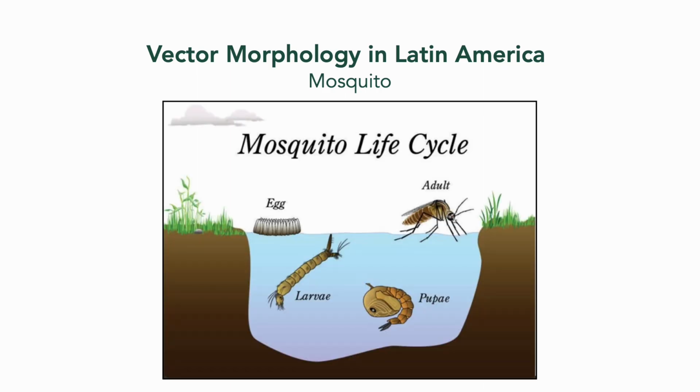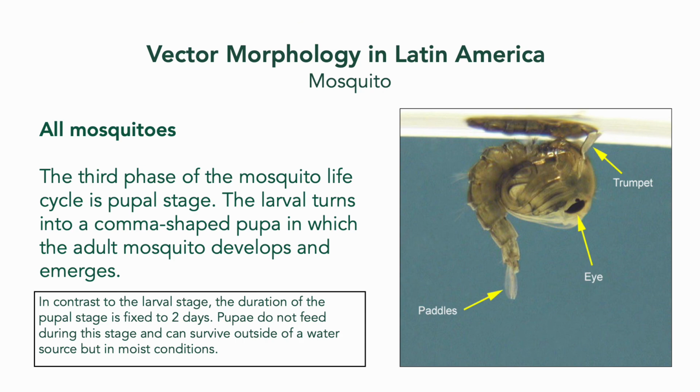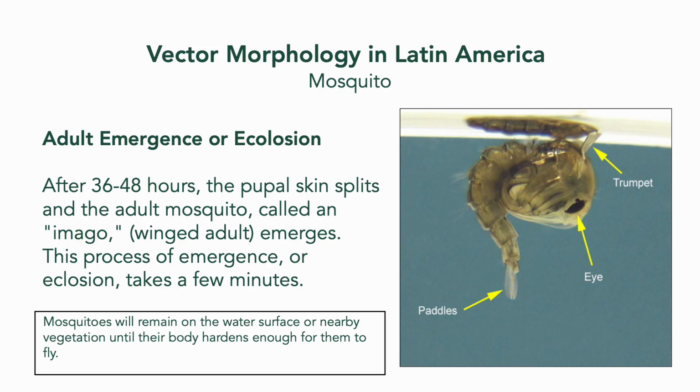After the fourth instar, the larva transitions into a pupa. The pupa is a comma-shaped, non-feeding stage in which the adult or imago develops over a 2-day period within its shell. This stage is brief and cannot be prolonged, meaning that emergence will occur even if the pupa is outside of the water body on a moist surface. Once development is complete, the pupal case splits and the adult emerges, resting on the water surface or nearby vegetation until its exoskeleton hardens for flight.